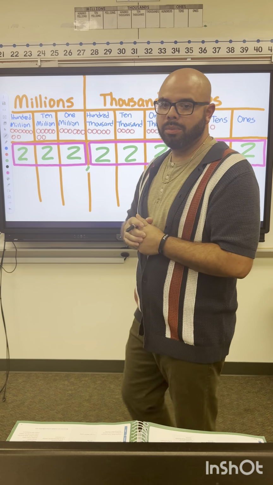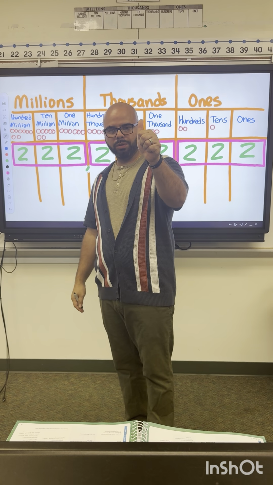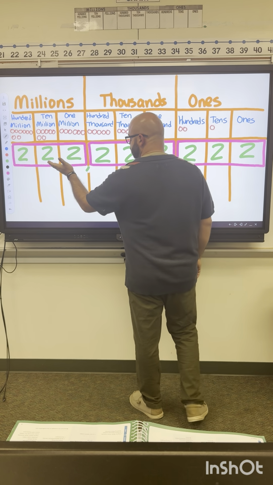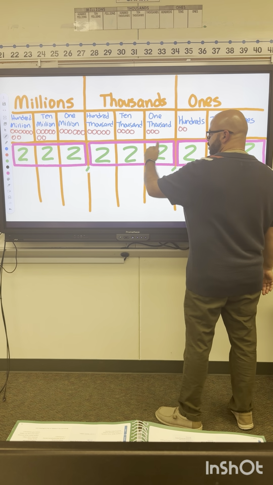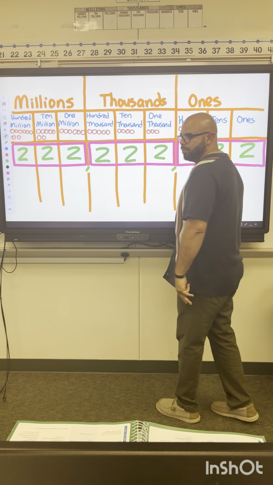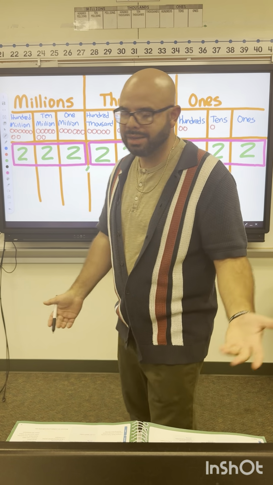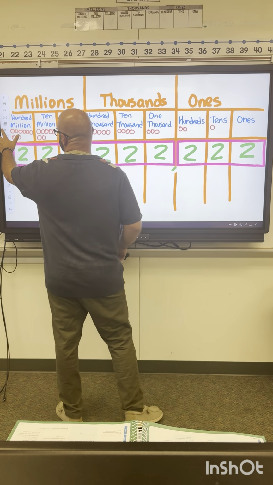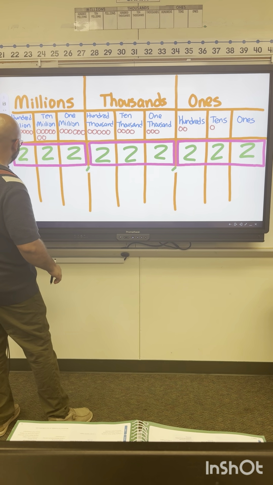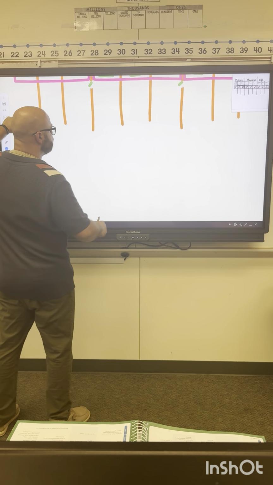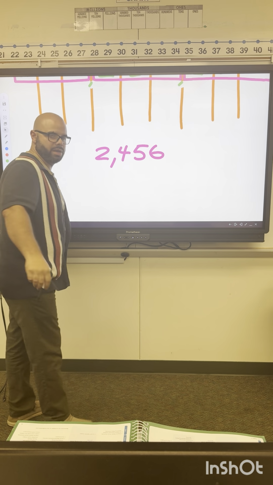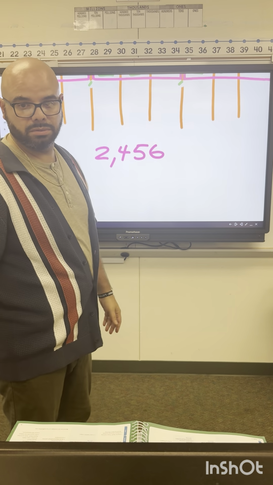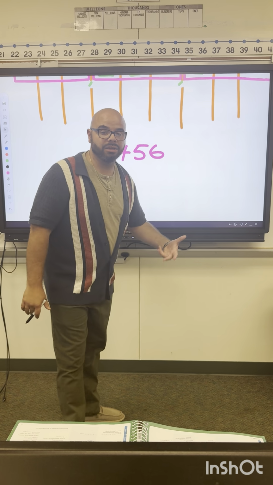Now, writing a number. There are 3 ways of writing a number. There is standard form. Standard form is pretty much using the actual digits, the numbers, and separating the number, depending how big the number is, by its commas. It's just regular writing the number as is. Standard form is literally just writing the number. That's standard form. Okay? 2,456. That's standard form.